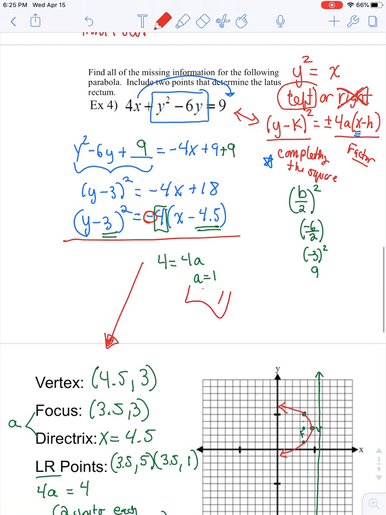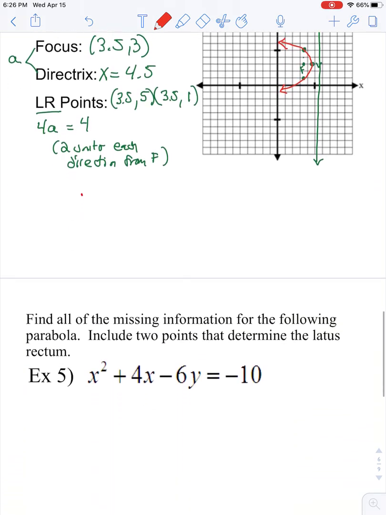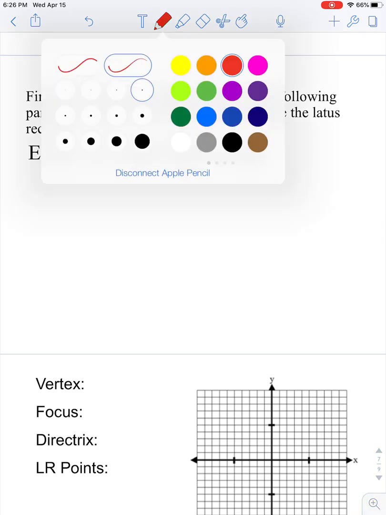Okay, I did want to do a second example. If you feel like you have the hang of the completing the square and the factoring piece of it, feel free to skim past this one. But for those that would like to see just one more example, here's a second example where, again, this is not in the proper form. So look for those clues.